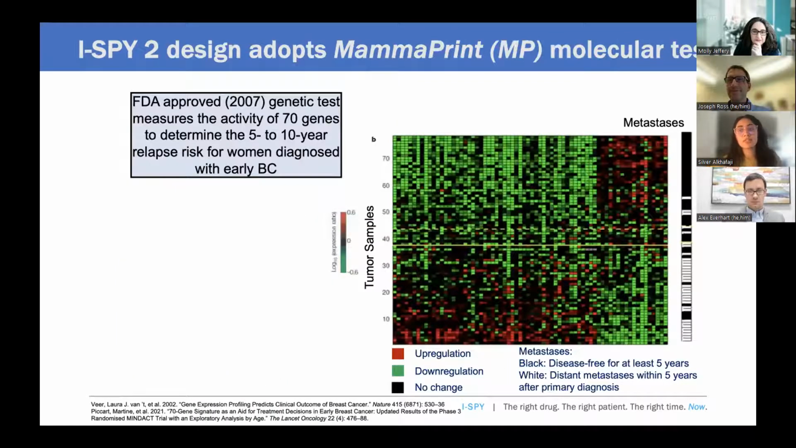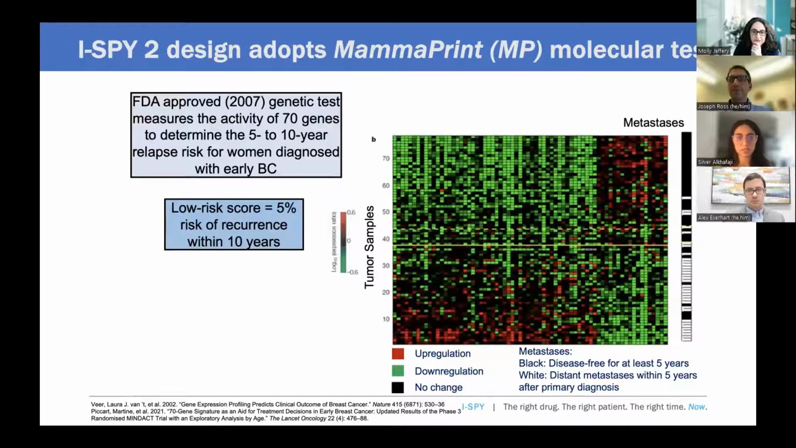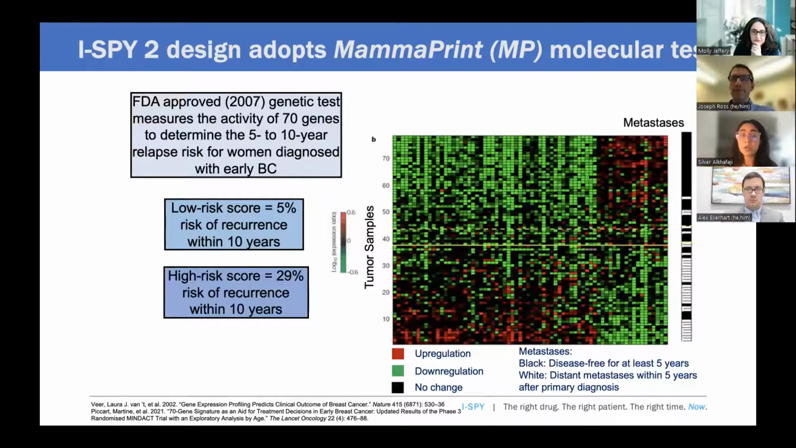So the genetic test that I mentioned earlier is called MammaPrint, which was FDA approved, and it was designed by my PI, Laura van 't Veer. It's a genetic test that uses the activity of 70 breast cancer genes to determine the 5 to 10 year relapse risk for women diagnosed with early stage breast cancer. So those who are low risk are called MammaPrint low. They're at 5% risk of recurrence within 10 years. And those who are high risk are at 29% risk of recurrence.